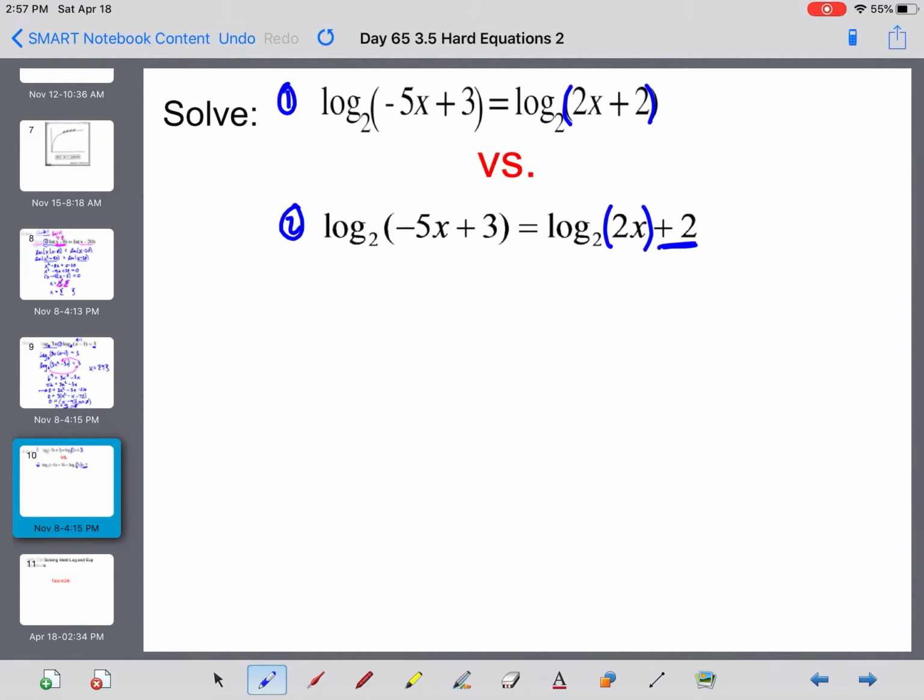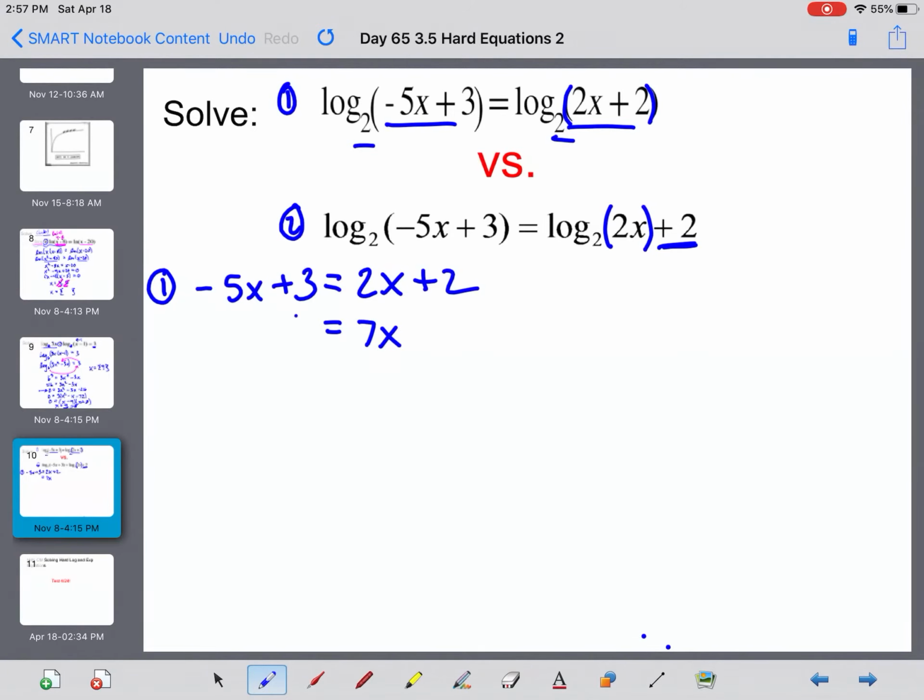So just be aware that you really do have to pay attention to what the argument of the logarithm is, just to help you decide your strategy and how to solve. If I were confronted with these two problems, I am thrilled with number 1 because I have the log with the same base 2 on both sides. And then notice I can just set my arguments equal to each other. So I can take the negative 5x plus 3, set it equal to the 2x plus 2, and then I'm left with solving this really nice looking linear equation.